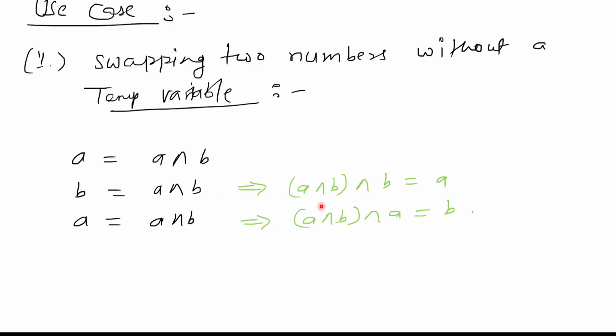Actually this happens because when we take B equal to A XOR B, it happens like this: A XOR B, and then you're taking the B, meaning we are getting the A, right? So this resultant is nothing but this one. Similarly for these cases, you will do like this and you will get the value of A.